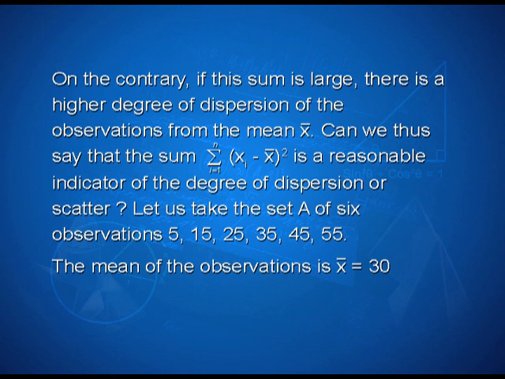Can we thus say that the summation, i varying from 1 to n, of (xi minus x bar) whole square is a reasonable indicator of the degree of dispersion or scatter? Let us take the set A of 6 observations, namely 5, 15, 25, 35, 45 and 55. The mean of the observations, x bar, is equal to 30.